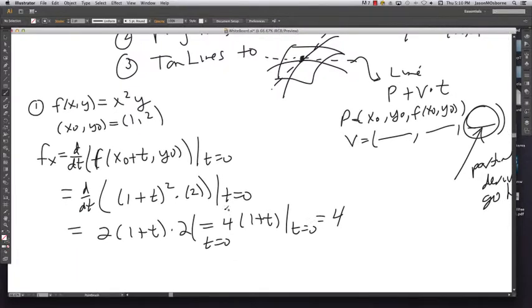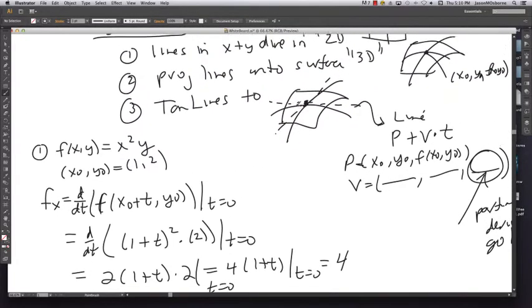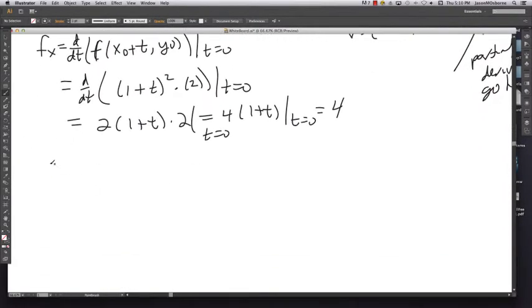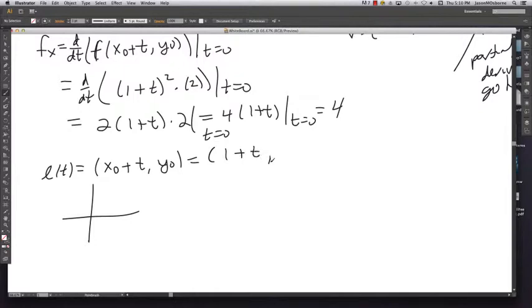Okay. So what did we just do here? My claim is that this computation contains in it the steps 1 through 3. You looked at a line, L of t, through the point x naught plus t, comma y naught. This was the equivalent of 1 plus t, comma 2. Here's your point x naught, y naught, 1, 2. You then computed a line in the x direction. There is that line, L of t.